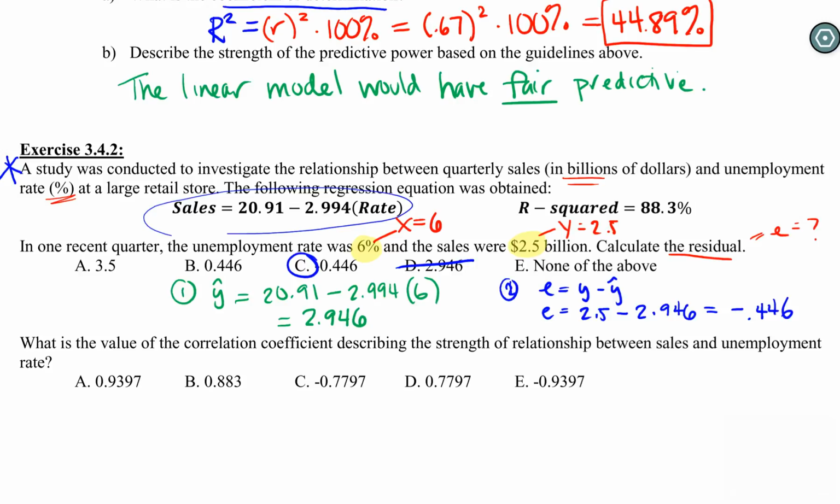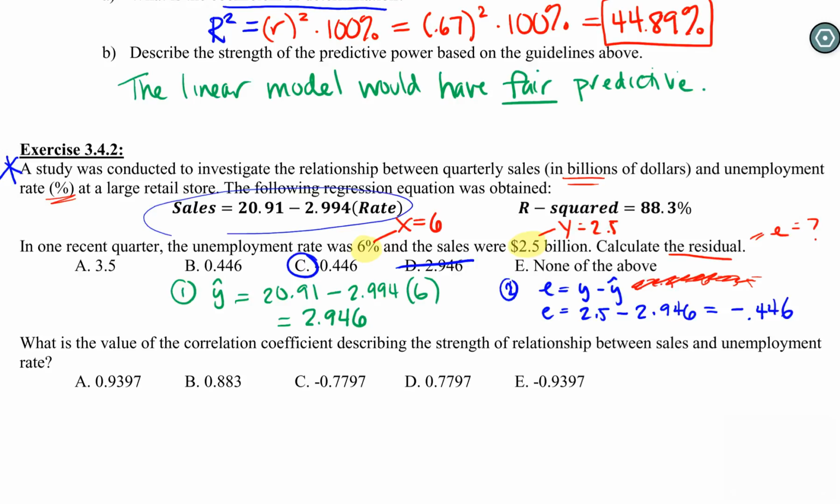A is the desperation answer. I didn't know what I was supposed to do, so what she did instead was, well, 2.5, and then, well, what can I subtract? 6? Oh, that's 3.5, that's an answer, which is completely and utterly wrong. And then none of the above I like to throw in there, just in case you do something completely off the wall that I didn't expect. So it's usually just there as a catch for anybody who screws up. Most of the time it's not the right answer.